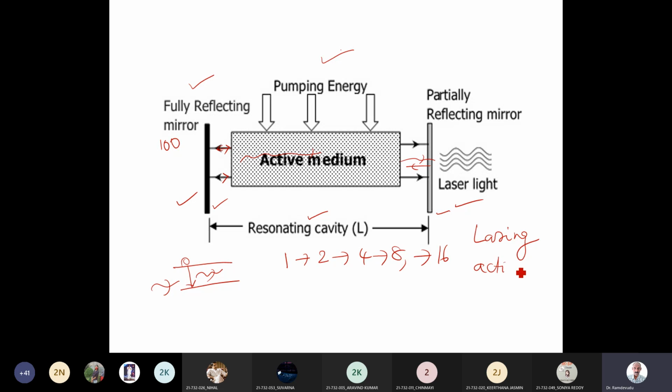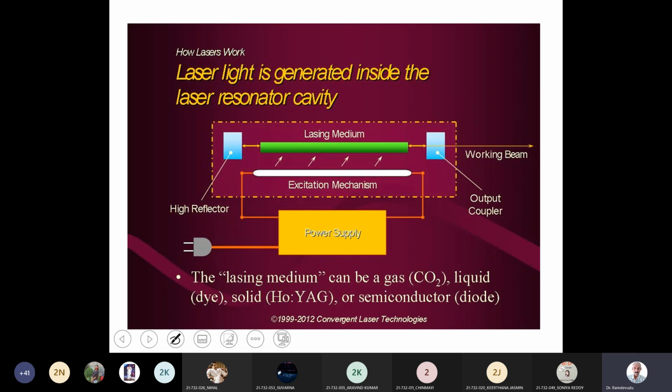So the laser light will come from the partially reflecting mirror, because this one is 100% reflecting. The light cannot leak out from here. The light will come out of this, and you can see laser light coming from this end. Hence, for a laser, we require active medium, pumping energy, and resonating cavity. These three are minimum requirements to get a laser out of a given atomic, molecular or ionic system, maybe solid, or maybe liquid or maybe gas.